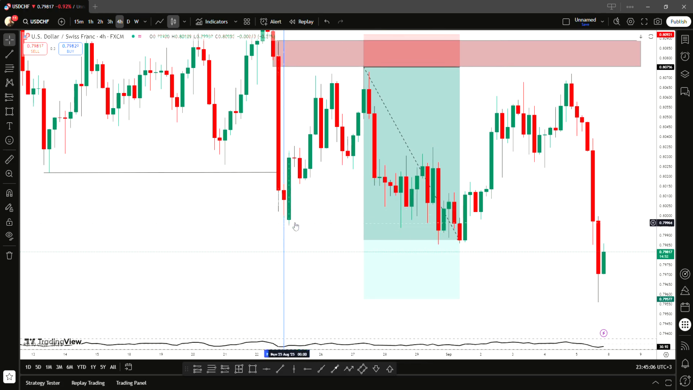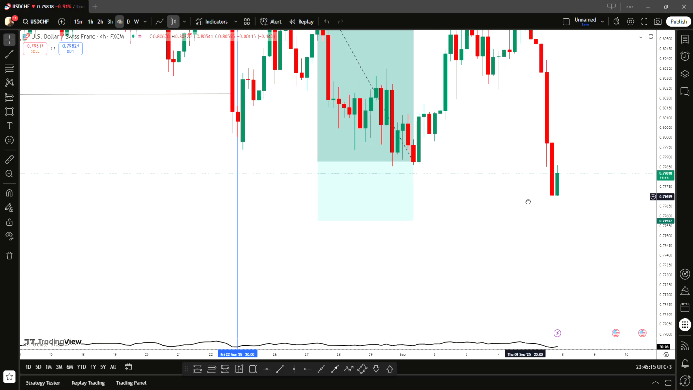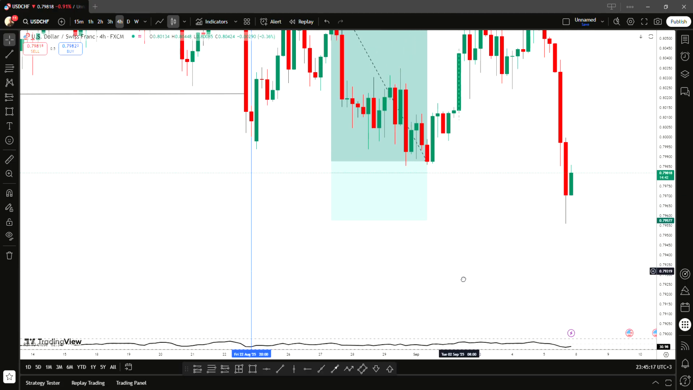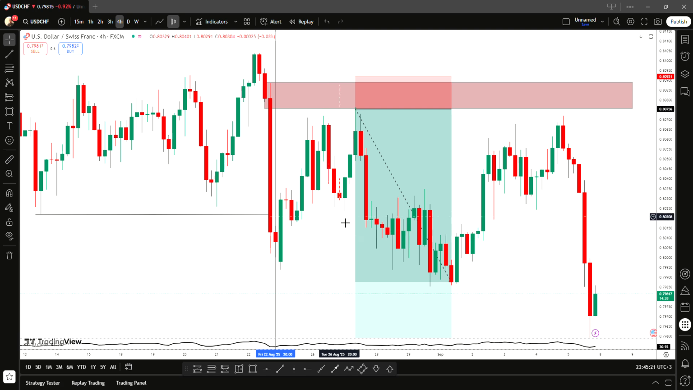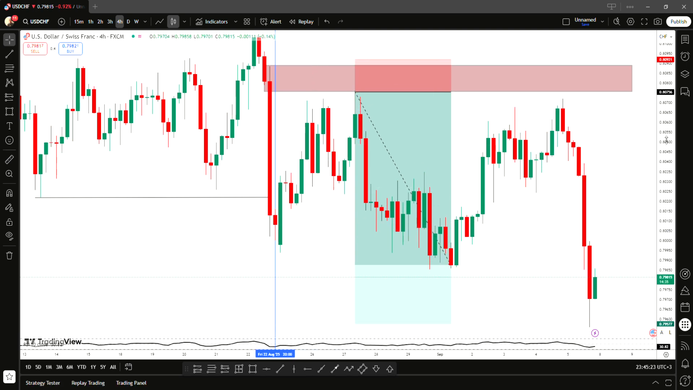It reached 100% retracement, retraced back to the zone, but still it has managed to drop up to there, and I still think price is going to drop up to the next demand zone. So we can just keep monitoring and see what will happen next.